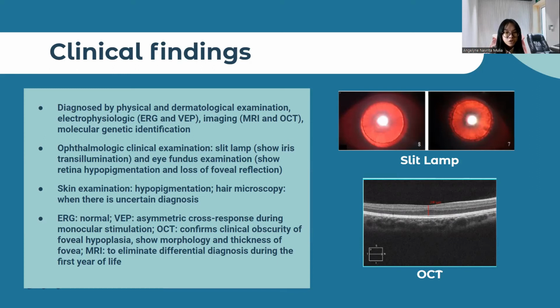The result of ERG is usually normal. VEP will show asymmetric cross response during monocular stimulation. OCT helps to confirm clinical obscurity of foveal hypoplasia and shows morphology and thickness of the fovea, while MRI is used to eliminate differential diagnosis during the first year of life.